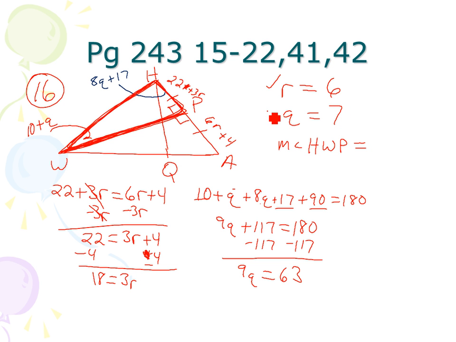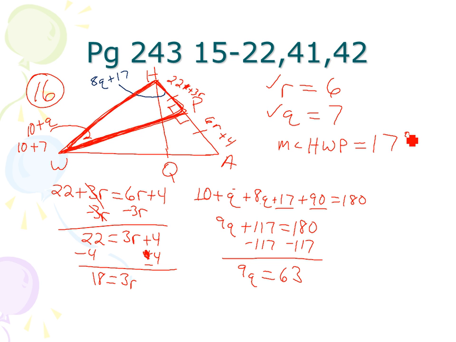So we got two parts of our answers. Now what are we going to do? We want to find the measure of angle HWP. Is it the 10 plus Q? So then you just plug in 7 for Q. What do we get? 17. All right, so those are our three answers.